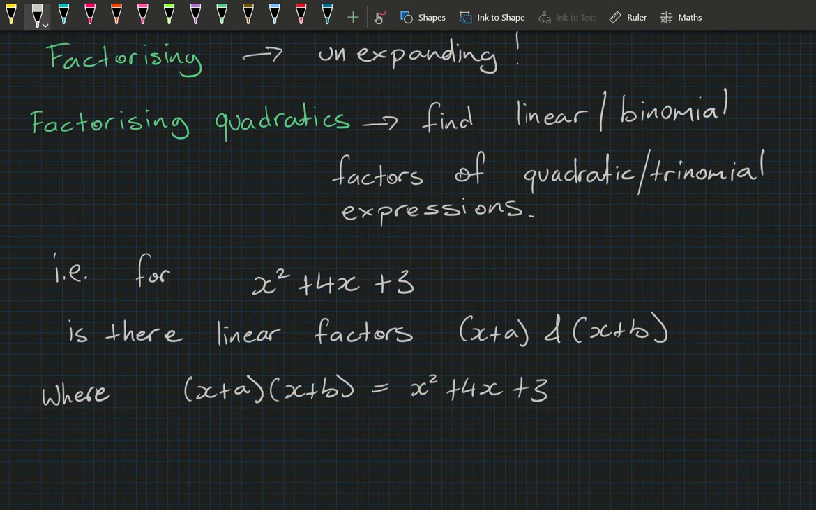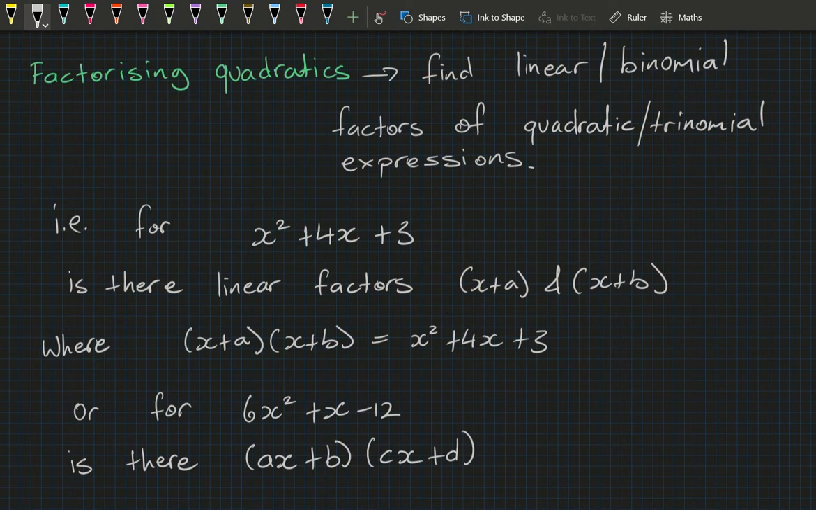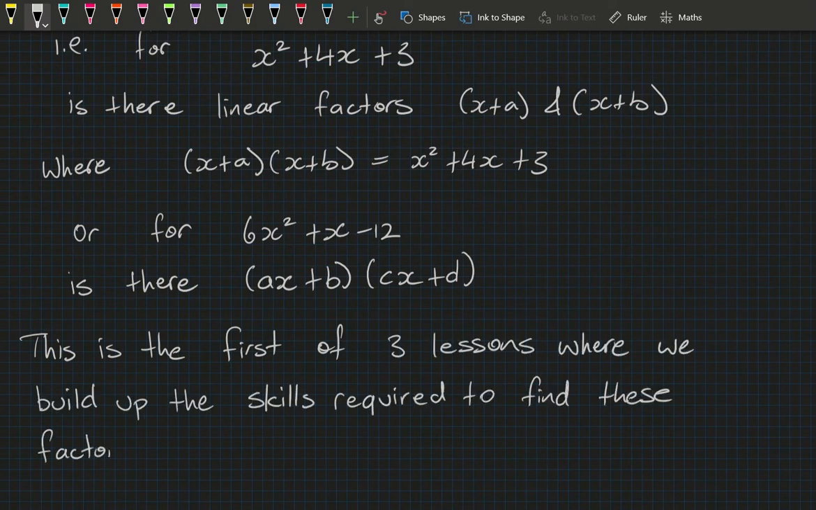Or even for 6x squared plus x minus 12, which is a little bit more complicated because of that 6, is there a times x plus b times cx plus d that end up being the factors of that trinomial. Anyhow, this is the first of 3 lessons where we're going to build up the skills required to find these factors. So strap yourself in, get some cocoa, get your pens, papers, and switch the brains on. Then we'll see you in the introduction where we get things started.